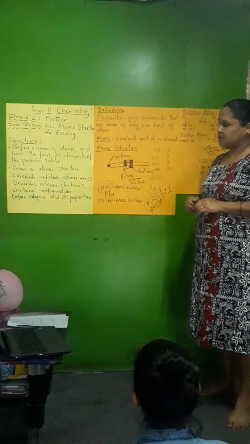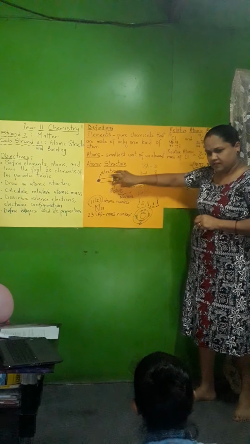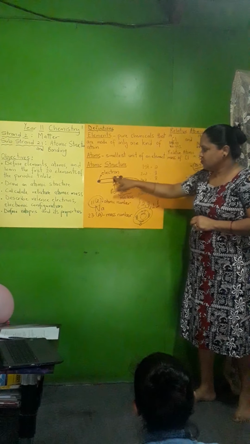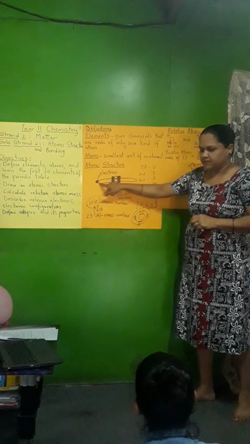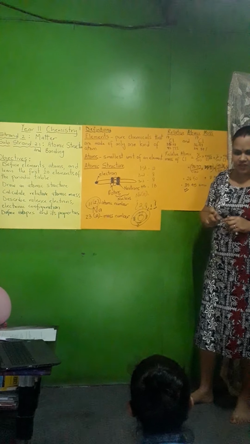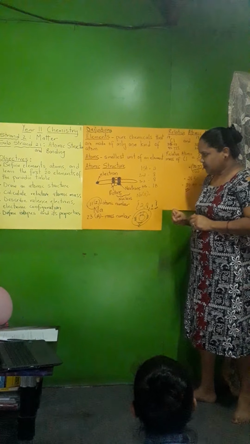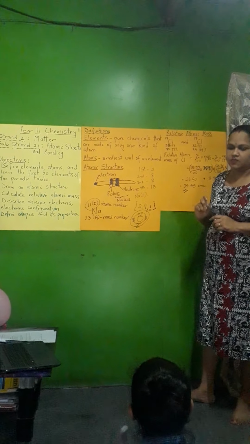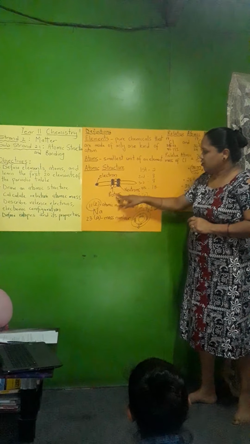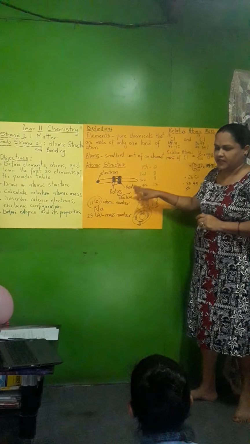Now we will learn how to draw the atomic structure. So this is the atomic structure of an atom. In the middle, this is known as the nucleus. You will find protons and neutrons. So remember, protons and neutrons are found in the nucleus. And this is your energy level. In your energy level, you will find your electrons. Remember, protons are positively charged, neutrons do not have any charge, and electrons are negatively charged particles. These are the three subatomic constituents of an atom.